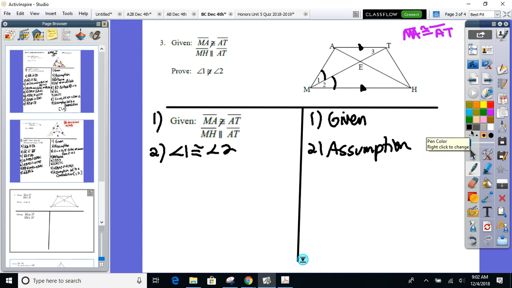Yep. It's actually a little bit tougher. It messes with your mind because you think you've got to do this, but you can't do it. So you've got to find a different way. MA congruent to AT. Here we go. I have parallel lines. I have a pair of angles congruent. Anybody want to get a conclusion from the parallel lines?